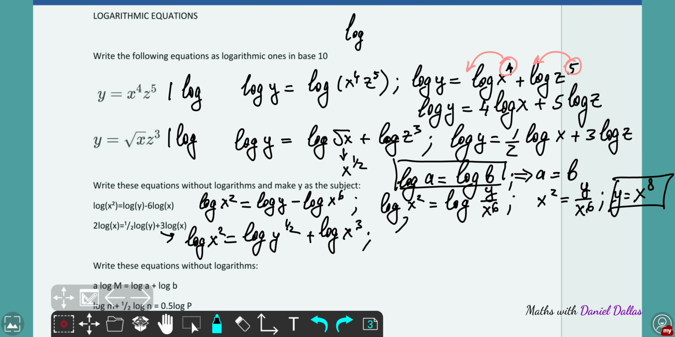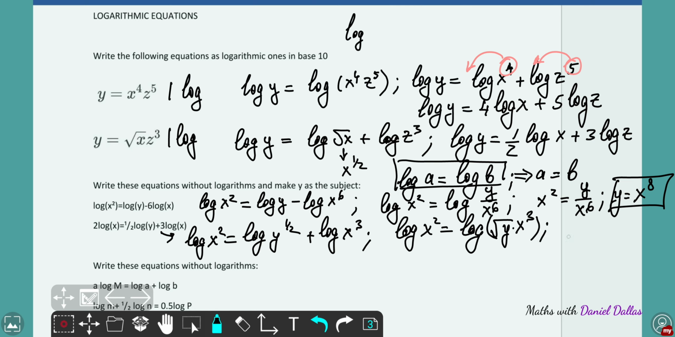So what we're going to do, we can say that log x squared will be equal to, instead of y to the power 1 over 2, I will use the square root of y. So finally we will get the square root of y times x cubed. So x cubed is not under the square root, and this becomes the number inside the log. Now, using the property that if log a equals log b then a equals b, we can say that x squared is going to be the square root of y times x cubed.